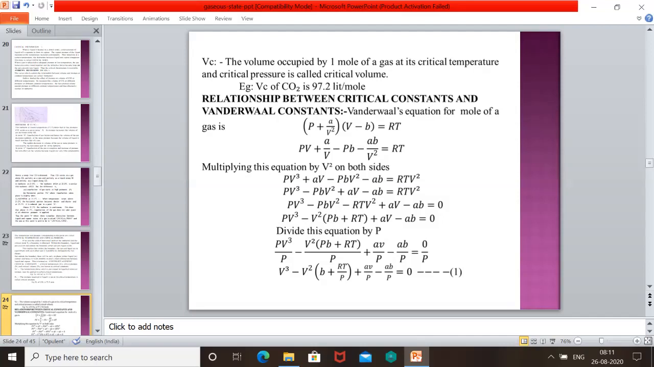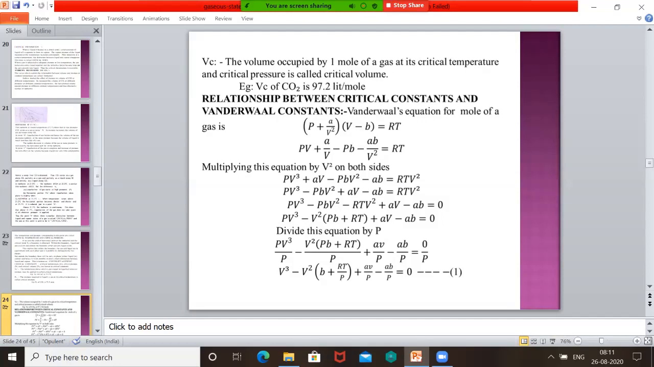See here, the powers are decreasing. Divide the equation by P. It becomes V³ − V²(b + RT/P) + aV/P − ab/P = 0. That is the first equation. It's very important.